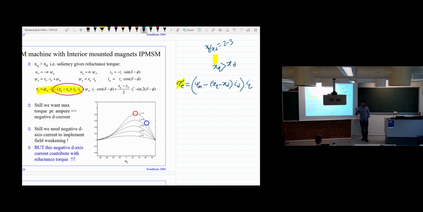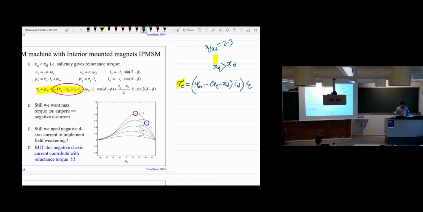That's why we use this interior mounted machine for traction and EV applications, because when we want high speed, this means we have limited flux. When the stator flux is limited, you can apply field weakening to achieve that speed, and again, the same current also contributes to torque production. So that's why we use this machine for EV, traction or rail, in the transportation sector.